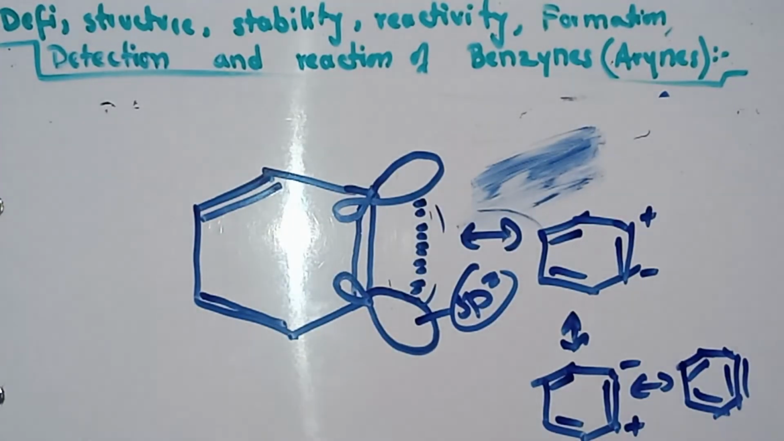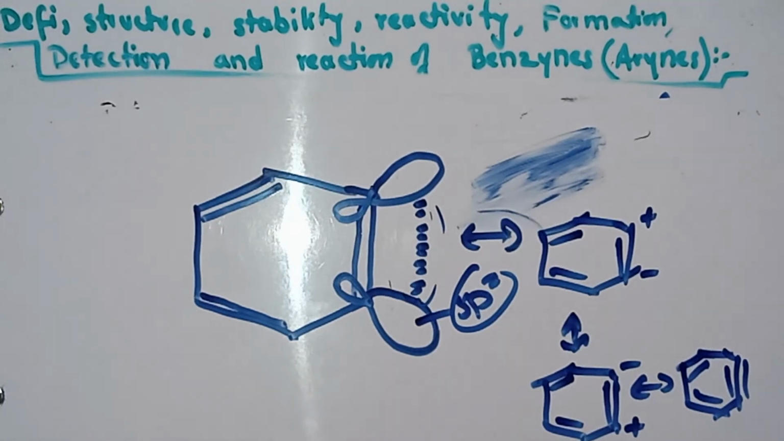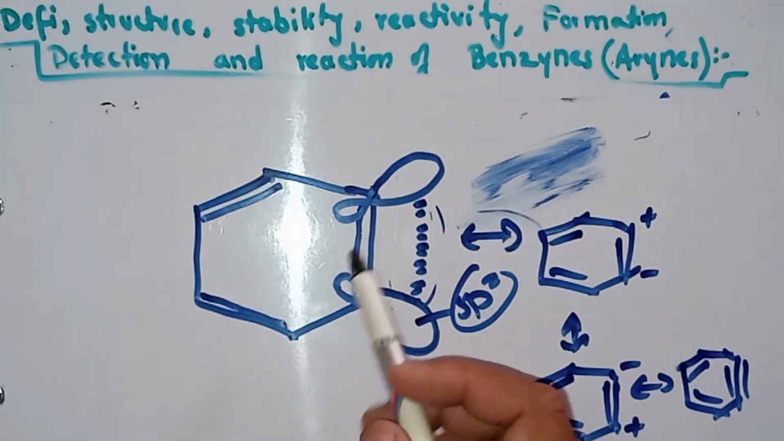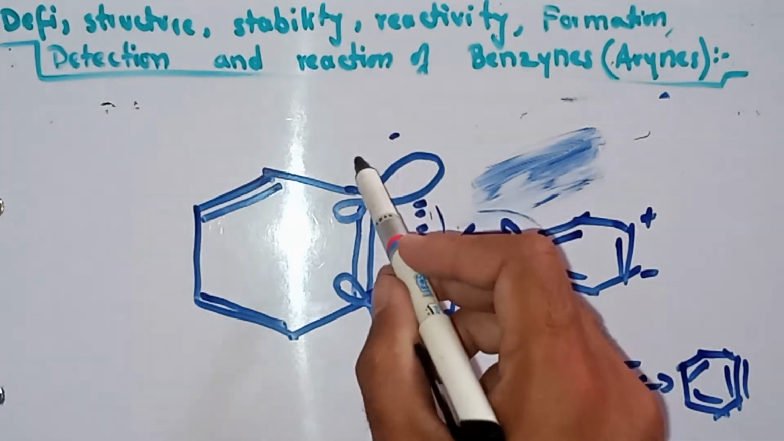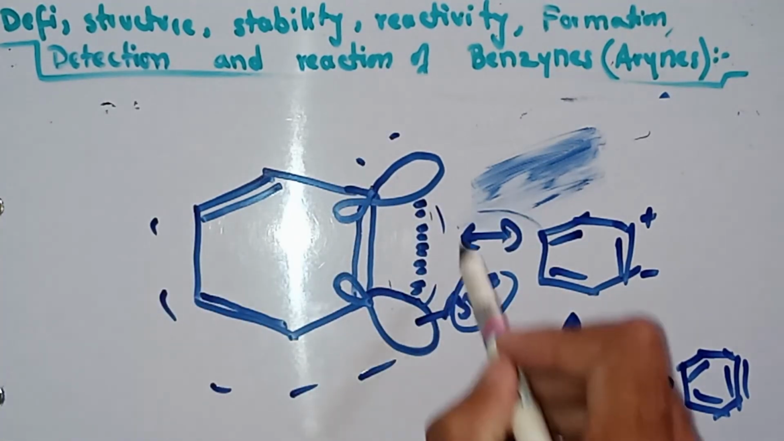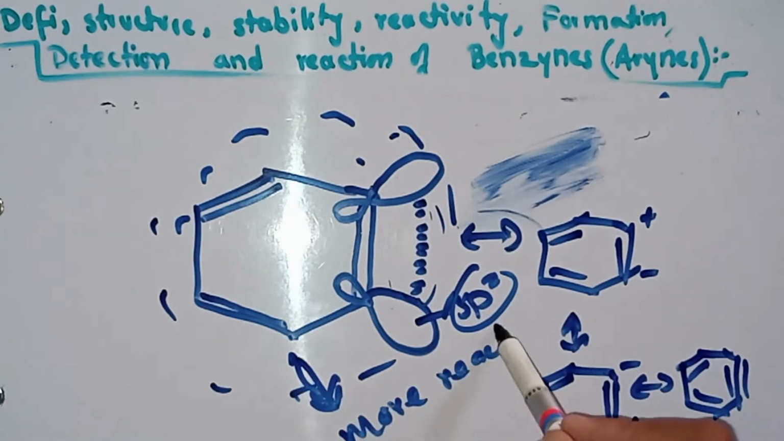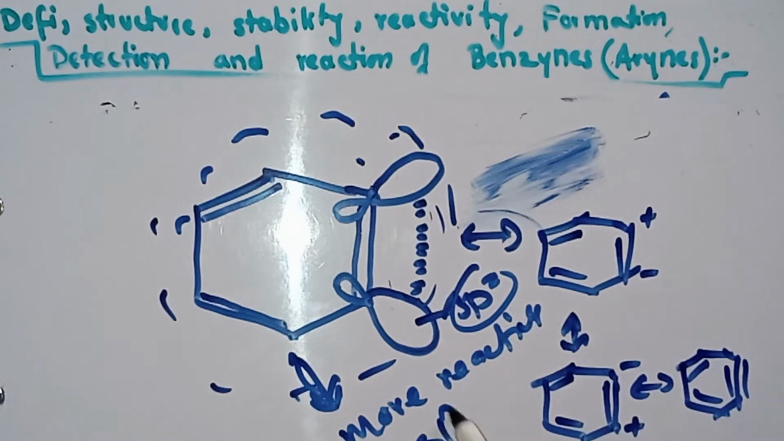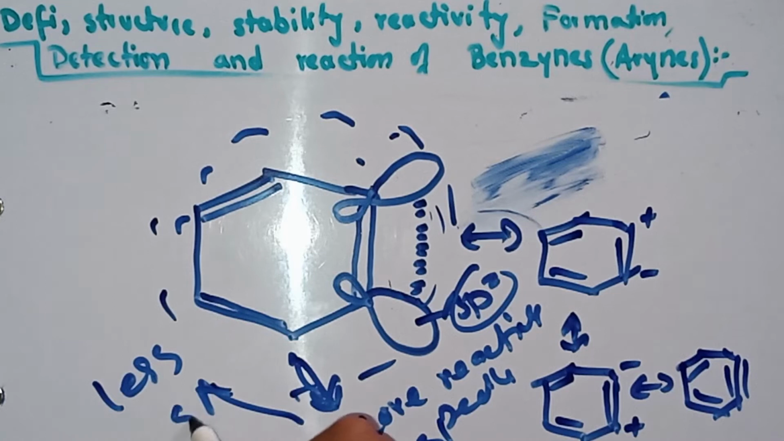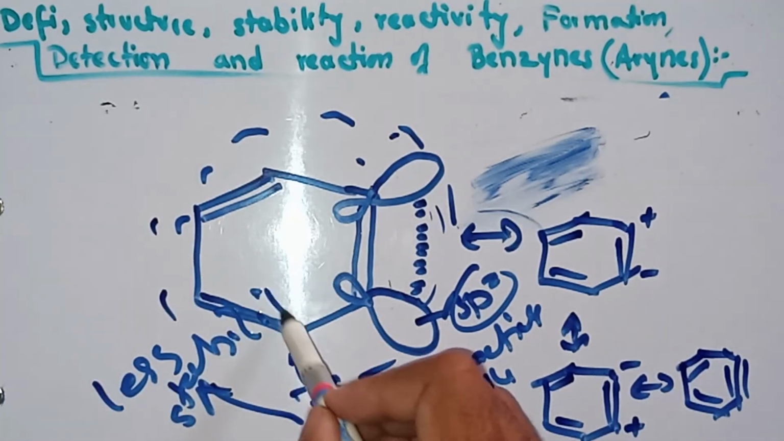Let's start with the stability and reactivity of benzyne. Benzyne is a very reactive species. It means that it has less stability. Why does it have less stability?